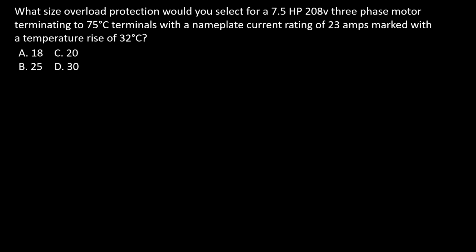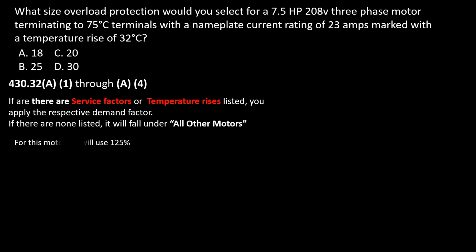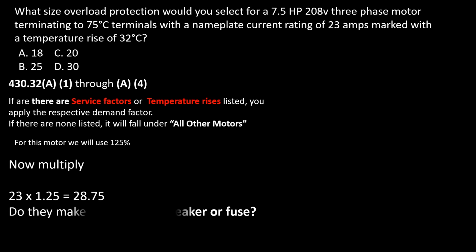What size overload protection would you select for a 7.5 horsepower, 208 volt, 3-phase motor terminating to 75 degrees C terminals with a nameplate current rating of 23 amps marked with a temperature rise of 32 degrees C? So we're going to work through the motions again. We do have a temperature rise. For this motor, we're going to use 125%. Now we do our math. We take 23 multiplied by 1.25, and that's going to give us 28.75.